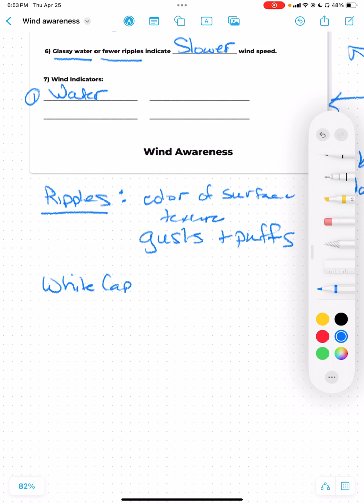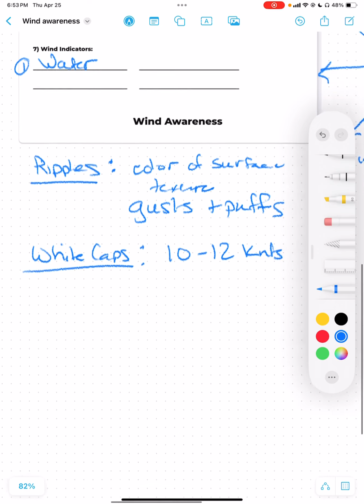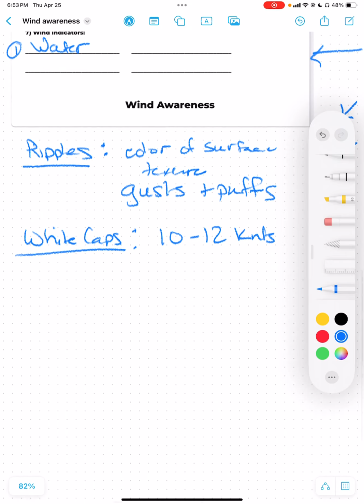We also look at whitecaps. That's a very important wind indicator because whitecaps can tell you the speed of the wind. Whitecaps start to form between 10 and 12 knots of breeze. So even if you don't have a wind meter on board, you're sailing a simple little boat, a dinghy, or a simple keel boat, you can still look at the water, and when you see whitecaps out there, you're going to know the wind is at least 10 to 12 knots.